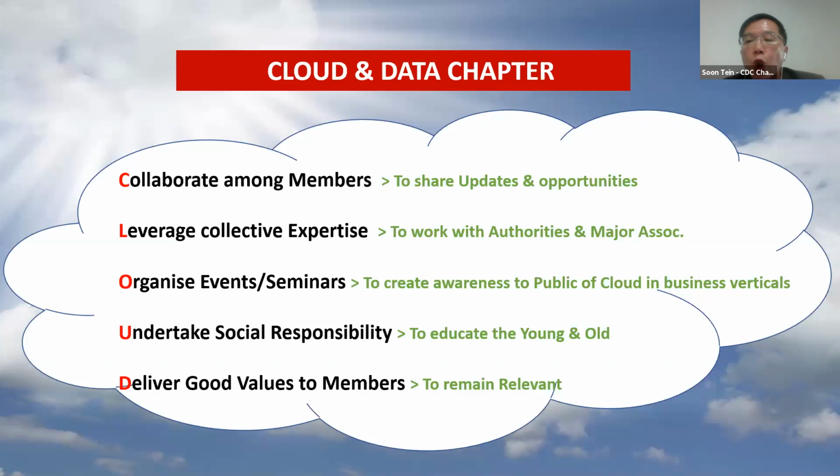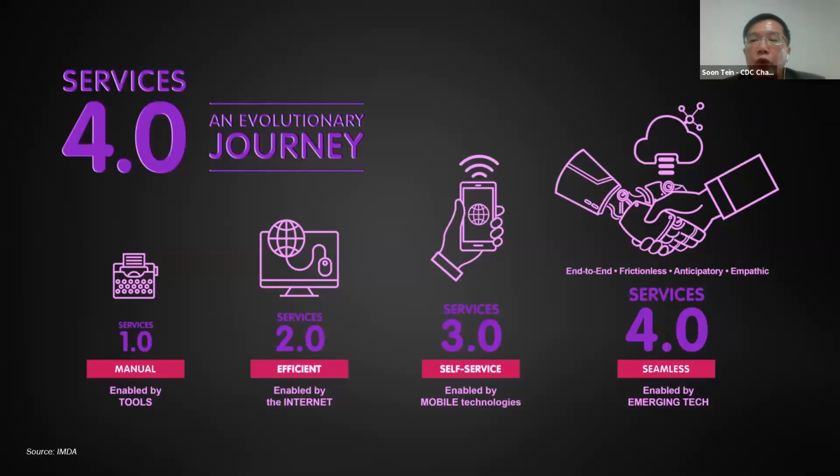Well, our government has coined Service 4.0 as the next leg of growth for the economy. This slide shows the service journey where 1.0 is very manual. You just print out from your computer and send the letter. Service 2.0 is much more efficient, enabled by internet. Service 3.0 is enabled by mobile technology. That's where you're all connected to the cloud. And Service 4.0 is enabled by emerging technology.